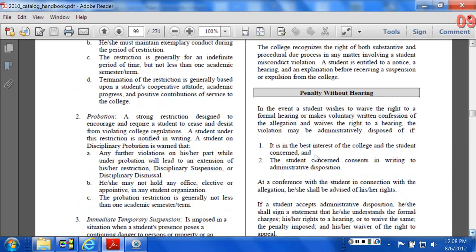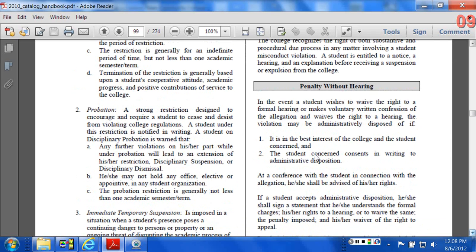The college may also have, through its committee, a finding of probation, a disciplinary action of probation, which is basically a strong restriction that says that this student is being watched and that this student must not violate any other college regulations. A student under this restriction is notified in writing. A student on disciplinary probation is warned that any further violation while under probation will lead to extension of the probation or the restriction, disciplinary suspension, or disciplinary dismissal. Dismissal is commensurate with expulsion, as you may have known in other settings. The student may not hold any office, elective or appointive, in any student organization while on probation.